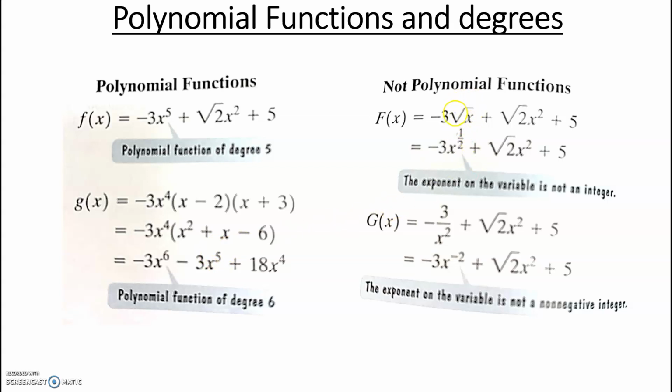Remember, square root, power over root, is 1/2. And that's what makes it not an integer, so this is not a polynomial function. Here, that x squared winds up in the denominator, so it's an x to the negative second. Again, we need non-negative. So understand you don't want any negatives, you don't want any fractional, you want those whole number integer exponents for polynomials.